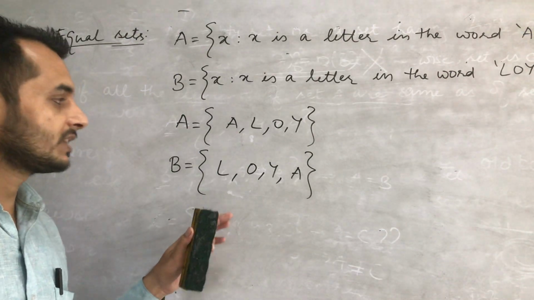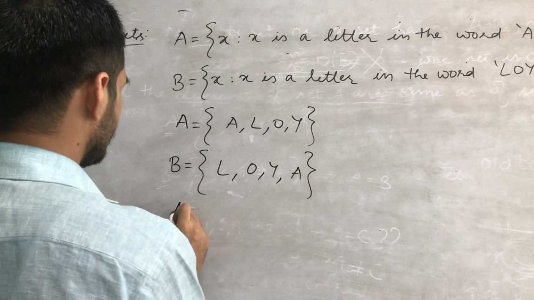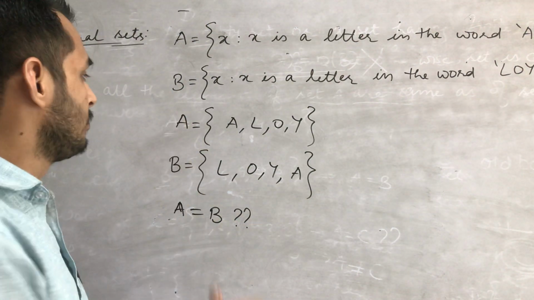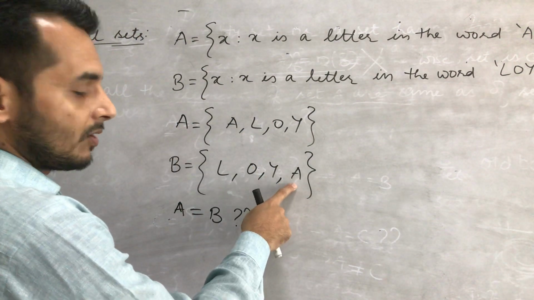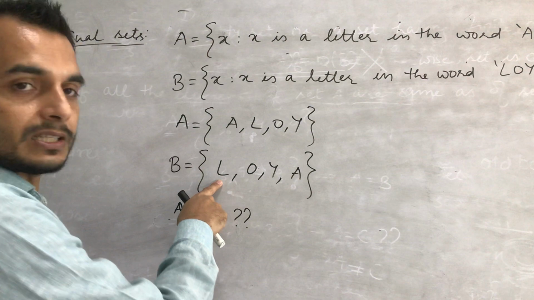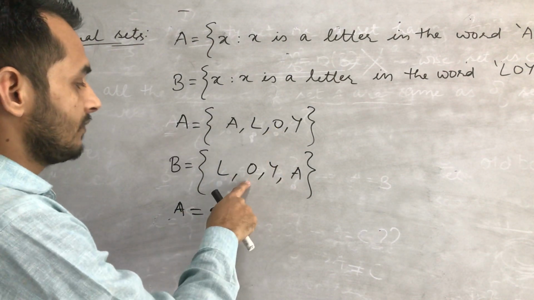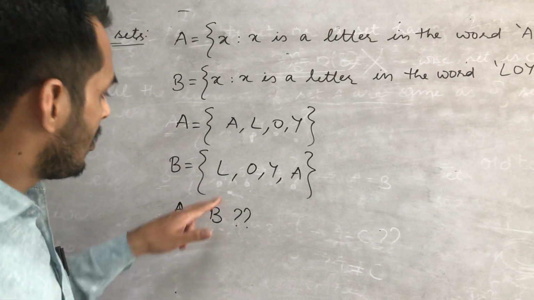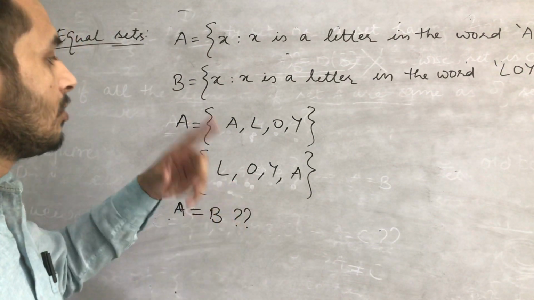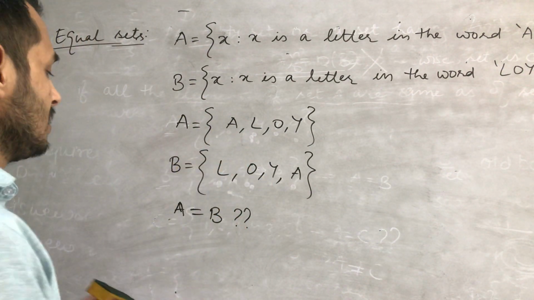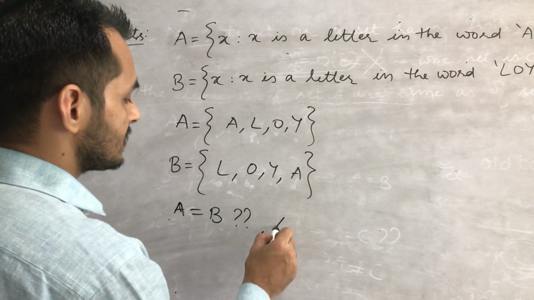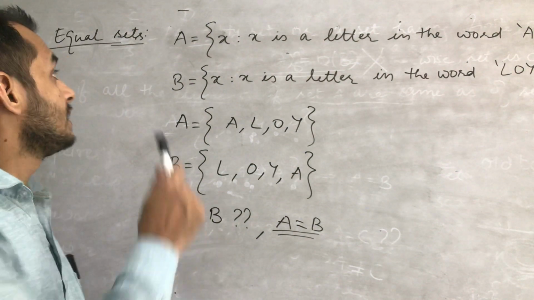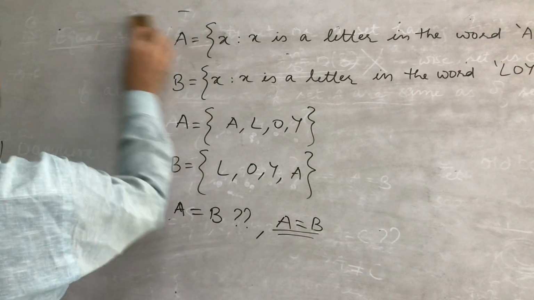Can we say that set A equals set B? Just check the elements of both the sets. So we have A here also in set B. L, yes, we have it in set B. O, yes, we have it in set B. Y, yes. Okay, and vice versa, all the elements of set B are also in set A. That's why these two sets are called equal sets. A equals B. Okay, so this is the concept of equal sets.